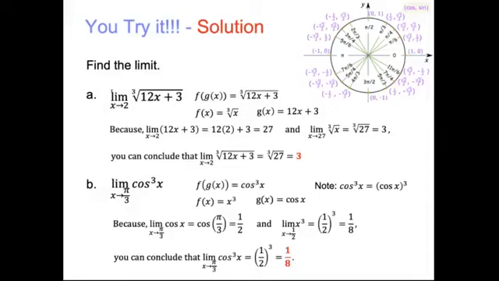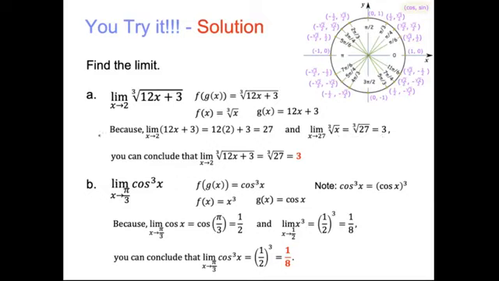So for part A, we're asked to find the limit as x approaches 2 of the cube root of 12x plus 3. The composite function f of g of x is equal to the cube root of 12x plus 3. The outer function f of x equals the cube root of x, and the inner function g of x is equal to 12x plus 3. We first take the limit as x approaches 2 of g of x, which is 12x plus 3, and by direct substitution, we see that that equals 27. Then we take the limit as x approaches 27 of f of x, which is the cube root of x, and by direct substitution, that equals 3.